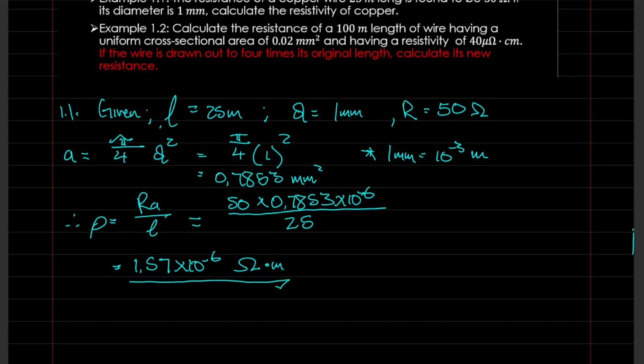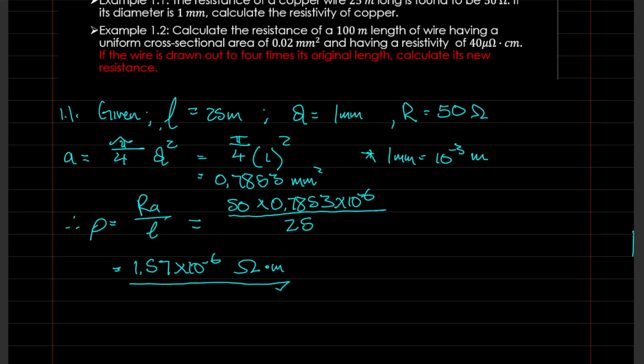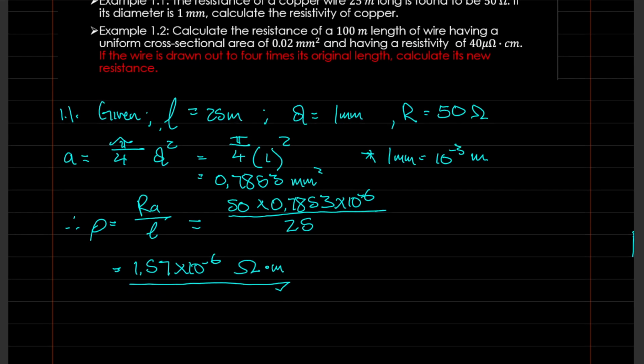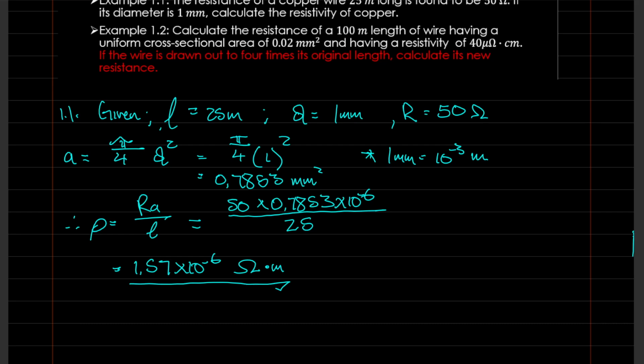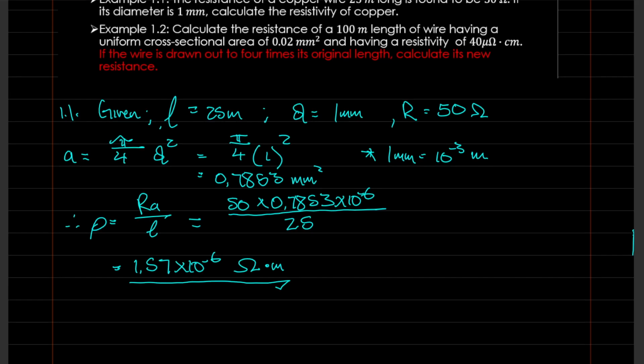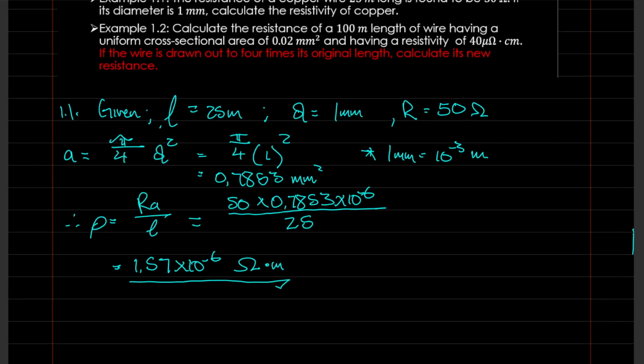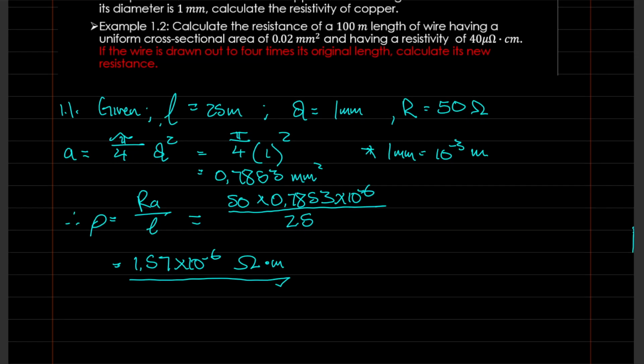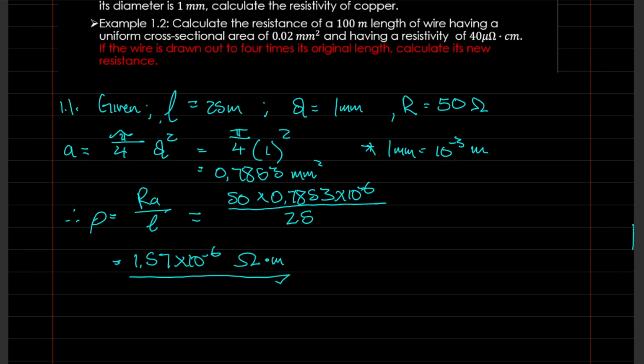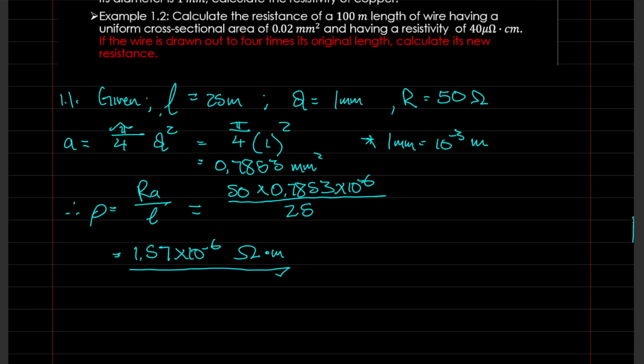Okay, let us continue with the second example, which is: calculate the resistance of a 100 meter length of wire having a uniform cross section area of 0.02 millimeters squared and having a resistivity of 40 microohm centimeters.